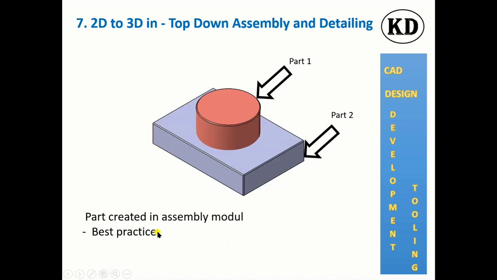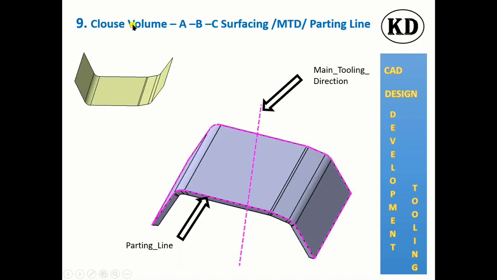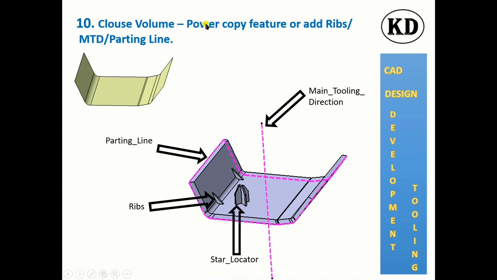Next one is your bottom-up assembly, where the part is made separately in the part design and then called into the assembly. Next one is closed volume. From a given surface, you have to create a closed volume by giving thickness to the surface, whatever is given, finding the tooling directions where the part will be clear, and the parting lines also you have to find out.